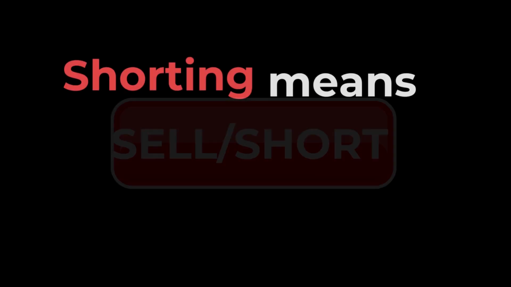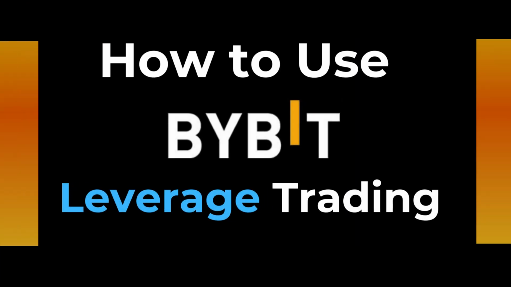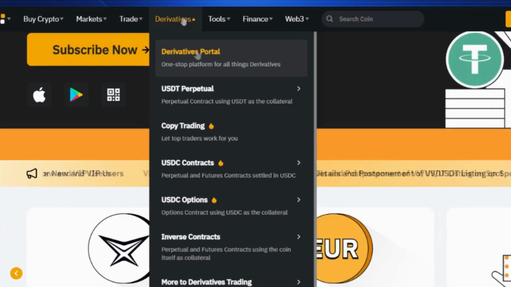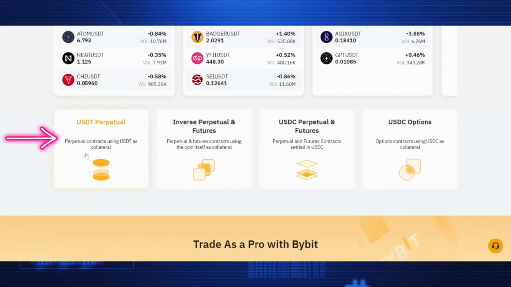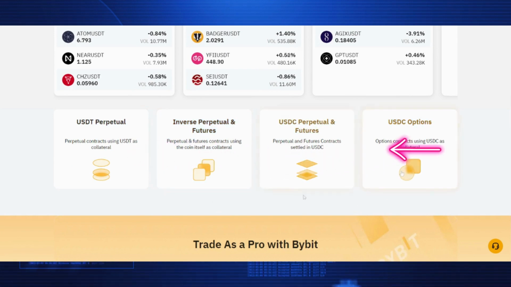The cool thing is that you can also choose the shorting option. Shorting means predicting the price of a specific asset will decrease over time. How to use Bybit leverage trading? At the top of your Bybit main menu, click on Derivatives and then on Derivatives portal. Here you can pick from 4 options: USDT Perpetual, Inverse Perpetual and Futures, USDC Perpetual and Futures, and USDC Options. For this example, we will choose USDT Perpetual.